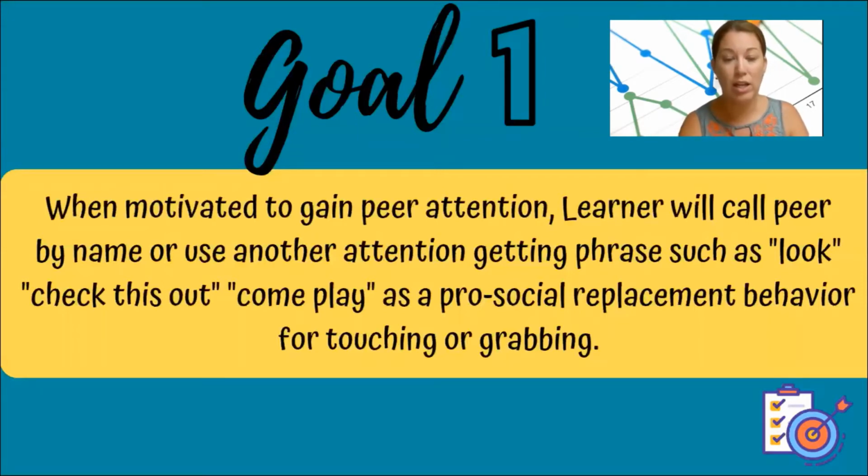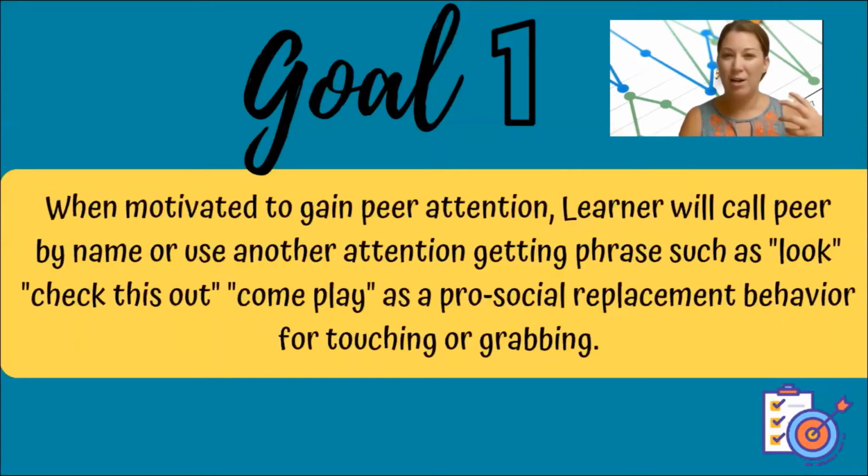So taking a look here, there's actually 2 behaviors that I want to be tracking. So I'm collecting data on 2 targets. One is that skill acquisition target, so gaining peer attention using some of those strategies, calling name, or another attention getting phrase like come play with me, look at this, check this out. So that is my skill acquisition target. The second one is the behavior reduction target. So I'm wanting to reduce this and replace it with this. So the behavior reduction target is what you see there as touching or grabbing.